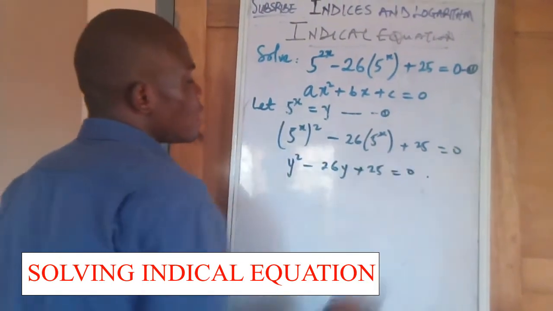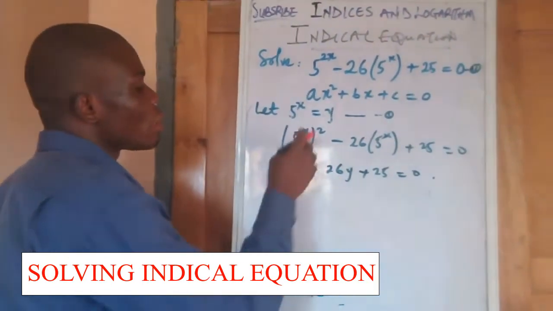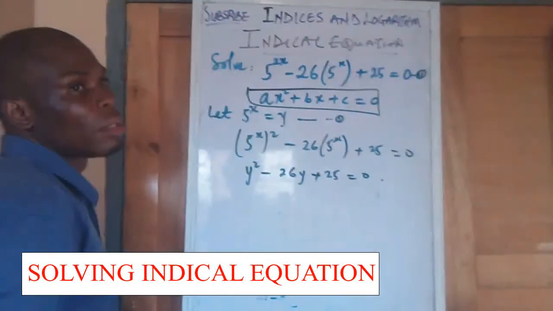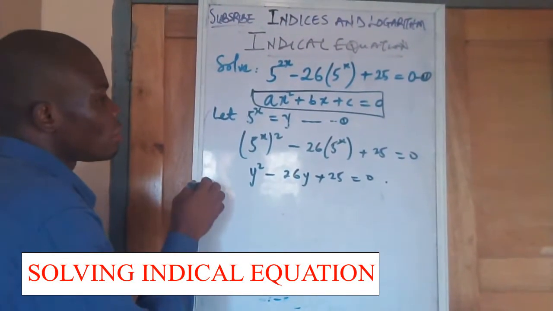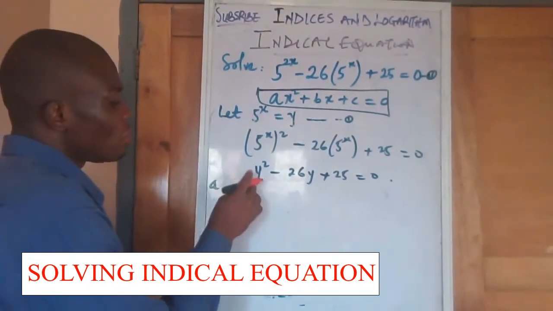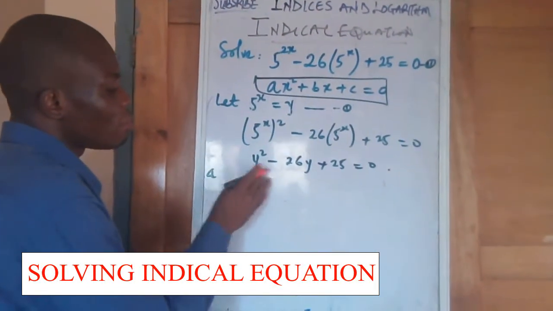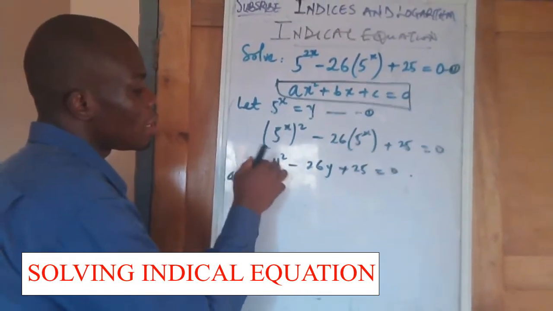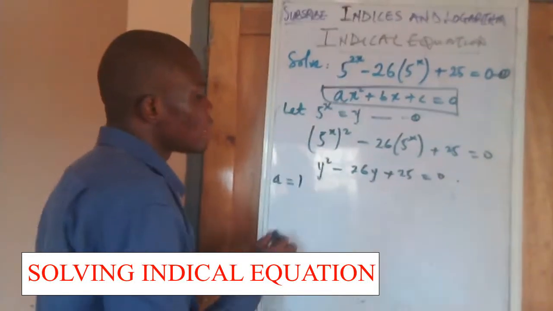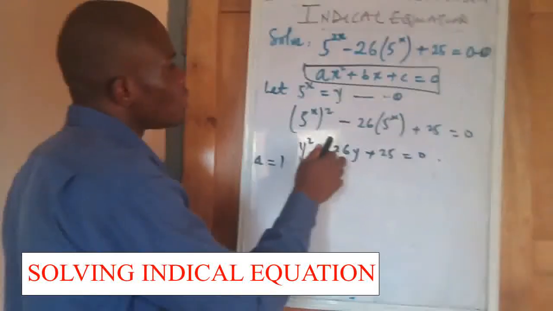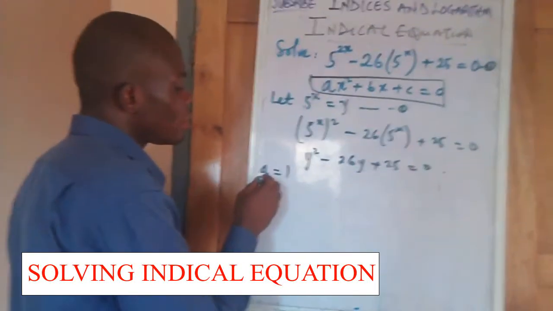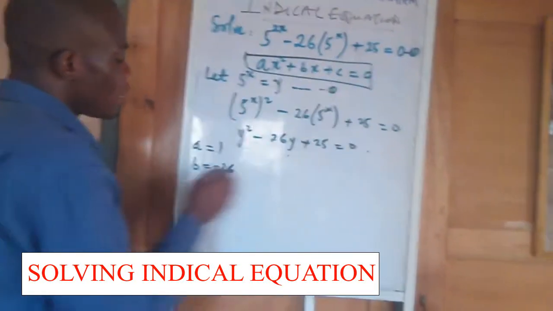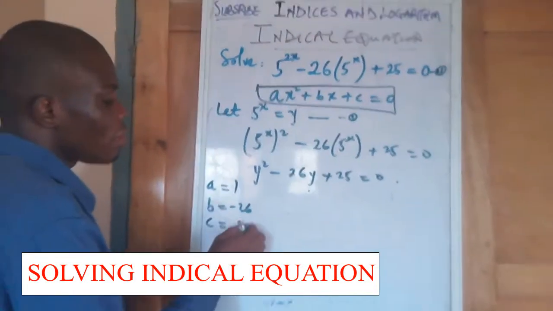So this is a quadratic equation now. If you compare this equation with the general form, you discover that your a is the coefficient of the first term. You can see that the number multiplying the y squared is 1, the number multiplying the y is minus 26, while the constant c is 25.